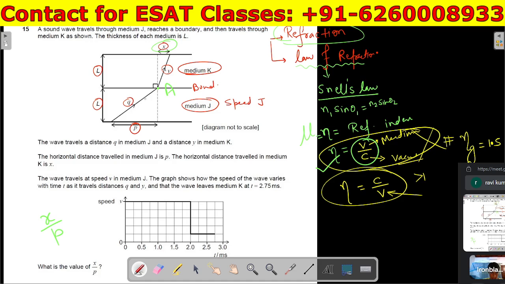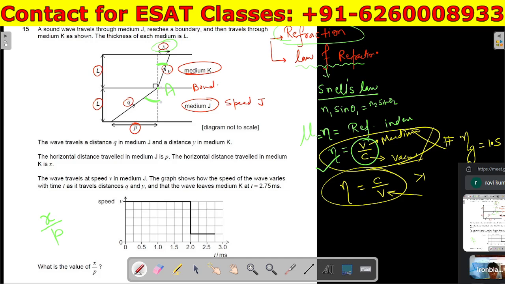This will be your incidence angle, isn't it? This is my incidence angle, right? And this is my refraction angle, or angle of refraction. Is it okay? You know why? Because the incidence angle is the angle between the incident ray and the normal. Similarly, the angle of refraction is the angle between the refracted ray and the normal.